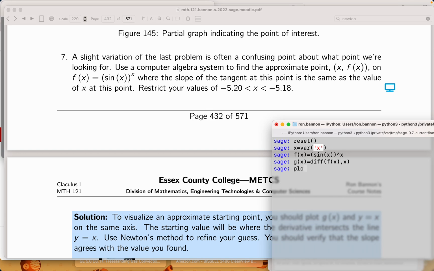So let me plot, and I'm going to plot two functions now, a little different than last time, g of x and x. Again, that's y equals g of x and y equals x. And x min, I want to be minus 5.2. I'm hoping when I do this I see a point of intersection between the two. X max to be minus 5.18. And let's see what happens.